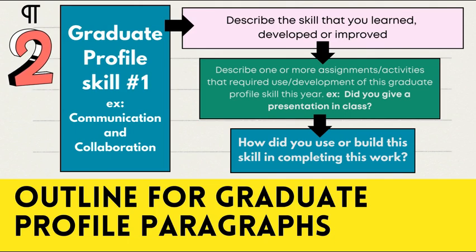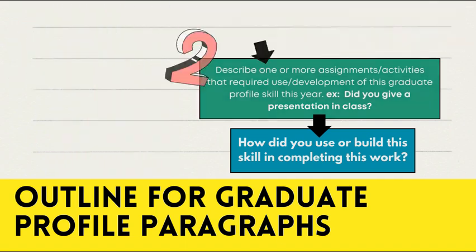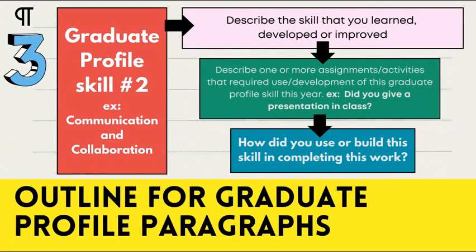In your second paragraph, you are going to highlight one graduate profile skill. For example, communication, collaboration. You're then going to describe that skill that you learned, developed, or improved. Describe one or more assignments or activities that required use or development of this graduate profile skill. Example, did you give a presentation in class? And then lastly, how did you use or build the skill in completing this work?